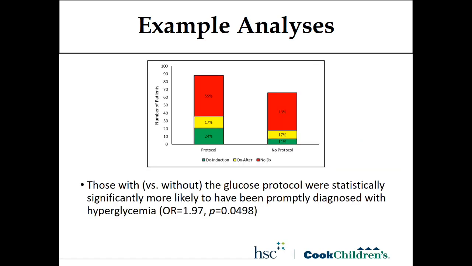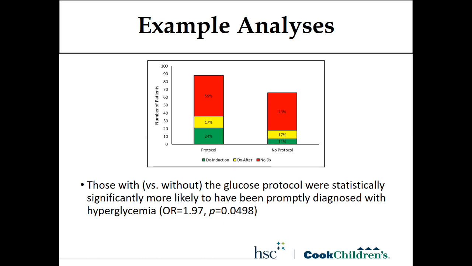There we go with this. So the idea here, and this is what we want to see whenever we're doing proportional or ordinal regression: if you look at it, the green, 24% versus 11%, more likely to be in the green category for the protocol group versus the no protocol group. You can see in the middle there that diagnosed after induction therapy, 17% for both of them. So they're the same. And then it flips with the no diagnosis group. The protocol group is less likely to be in the no diagnosis group, 59% versus 73%. That's what you want to see with this ordinal relationship.